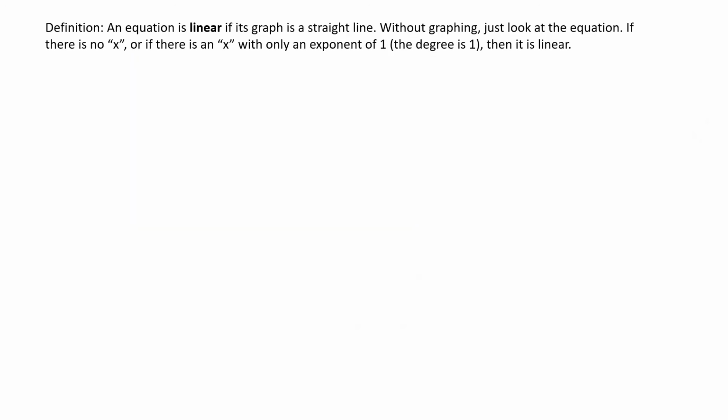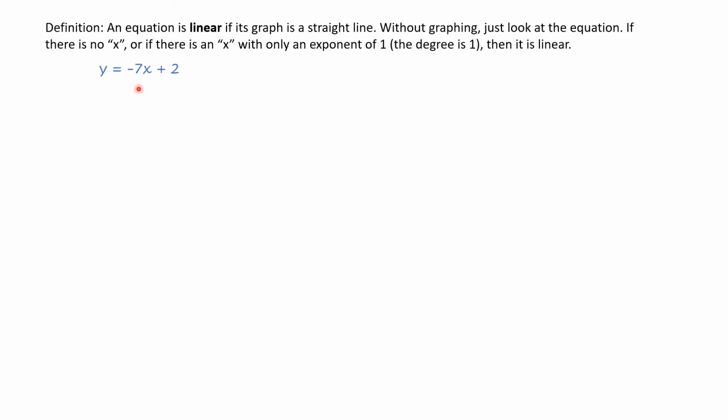So here's our next one, definition. An equation is linear if its graph is a straight line. I mean, not a curve. Without graphing, you just look at the equation. So if I ask you if something's linear and you don't have a picture to look at, you look at the equation. If there's no x in the equation, or there is an x with only an exponent of 1, and you now know that means a degree of 1, then it's linear.